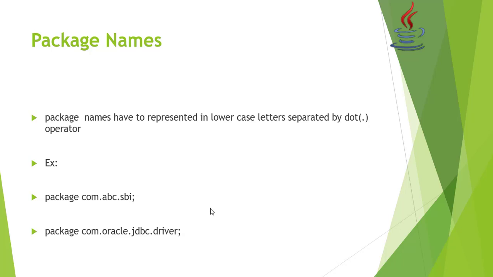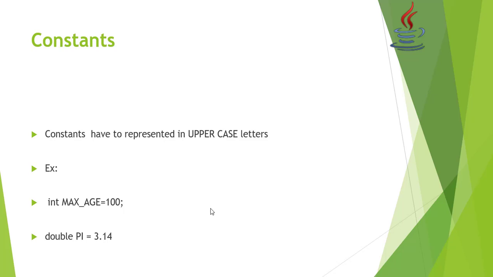If you want to represent constants, then how do you write? All the constants have to be represented in uppercase letters. By seeing that name itself, you need to understand, oh, it's a constant, because all are represented in capital letters. It's easy to understand, easy to read the code, and easy to maintain the code. If you see here, double PI, P and I are both capital letters. Now this PI is a constant, so that's why it is represented in capital letters.